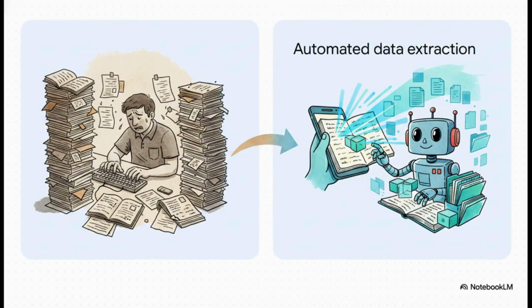Now, this is where it gets really powerful. A lot of factories still have handwritten logs. And that used to mean someone had to manually type all that information into a computer. Not anymore. With multimodal AI, you can literally just upload a photo of that handwritten page, and the AI will read it and pull out the data automatically. Think about the hours you'd save.